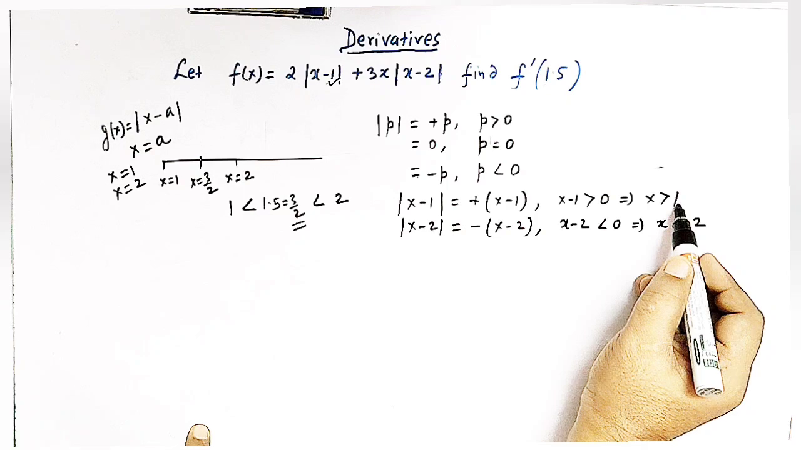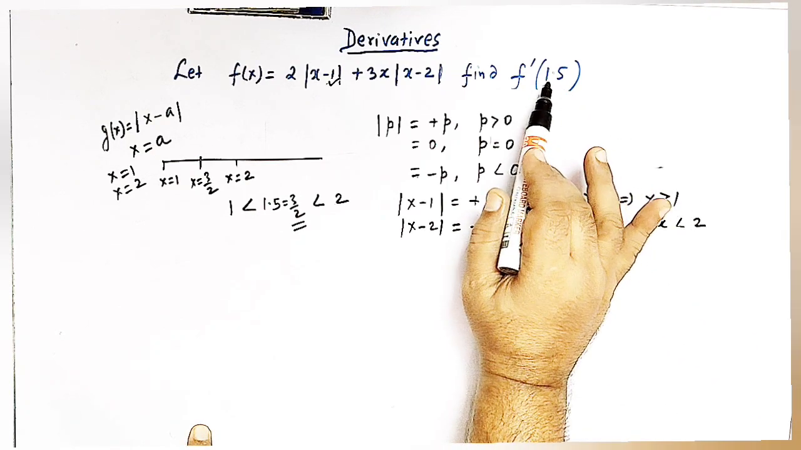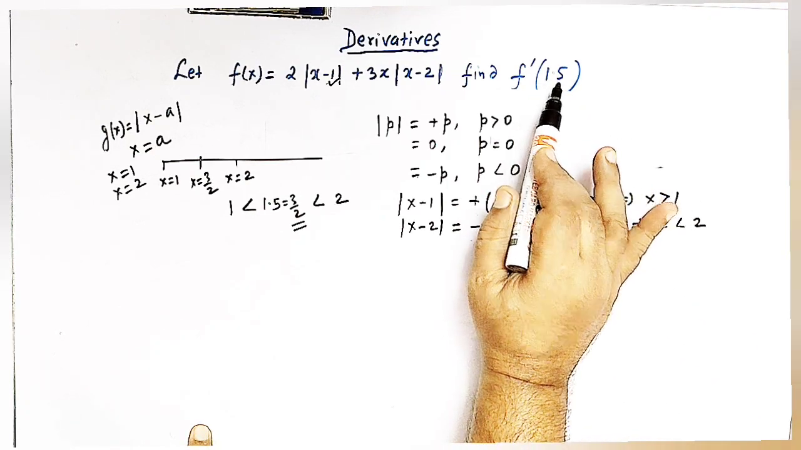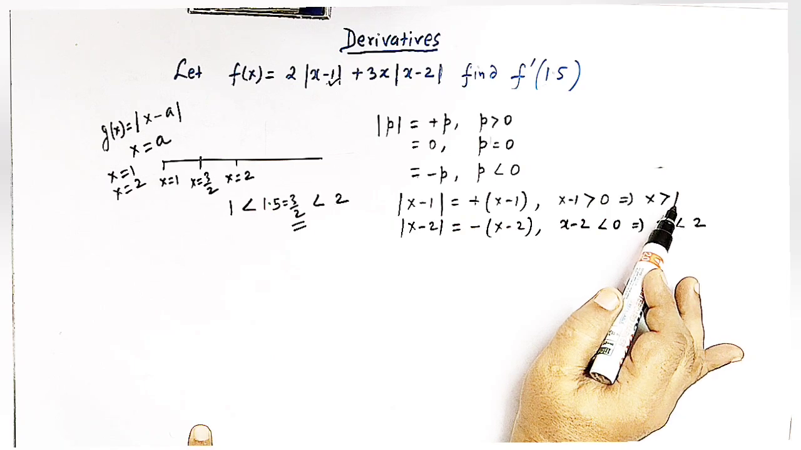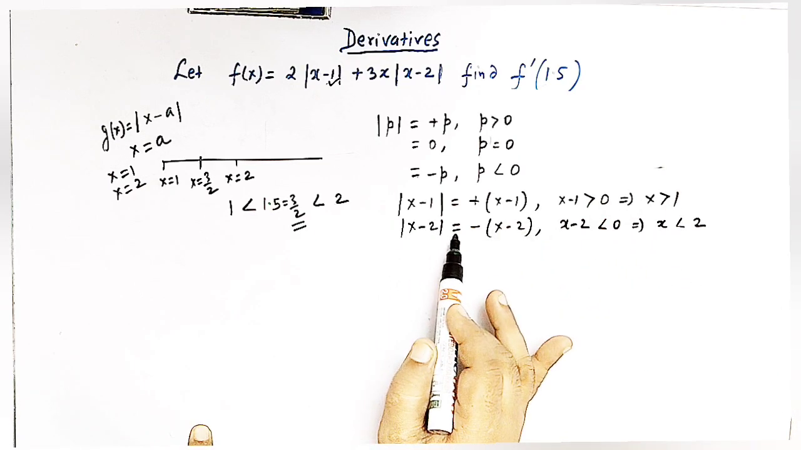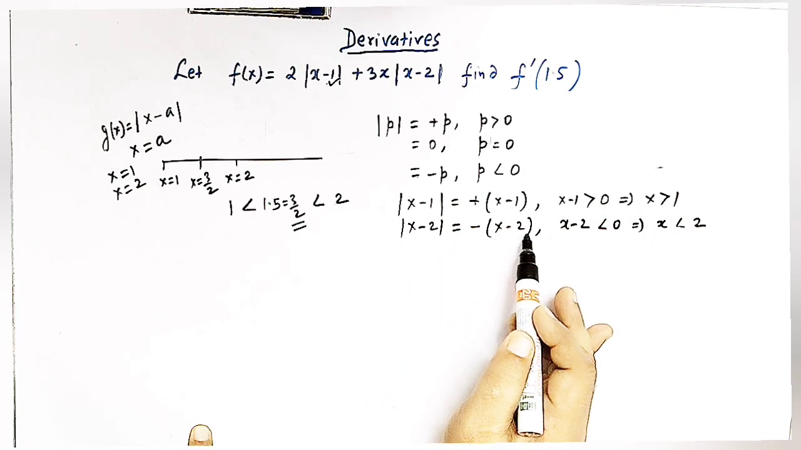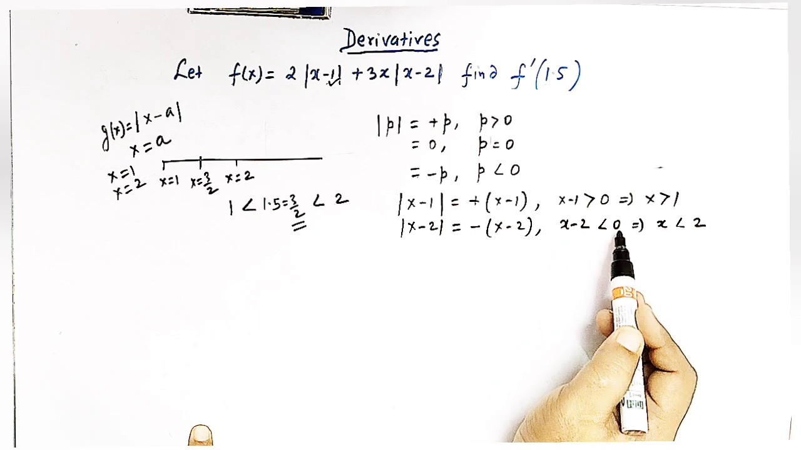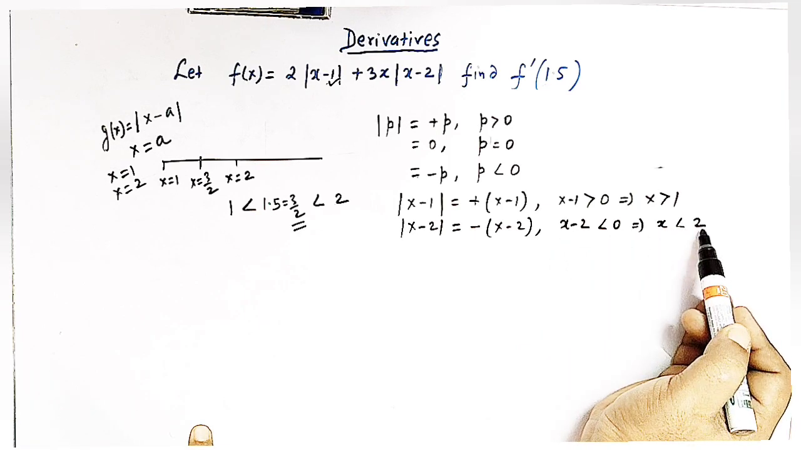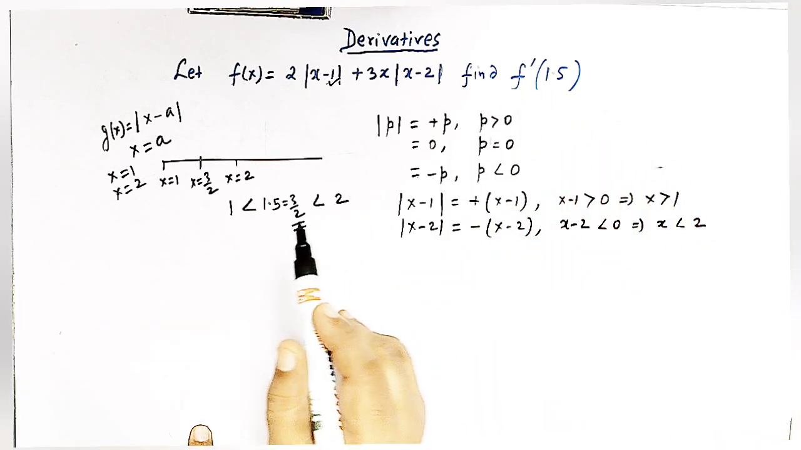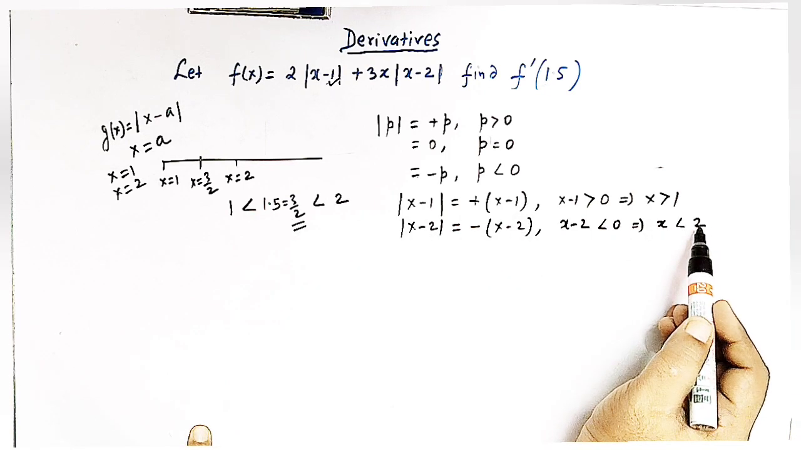So in this problem mod of x minus 1 should be taken as positive x minus 1 when x is greater than 1, and our point of consideration is 1.5, and 1.5 is greater than 1, right? And mod of x minus 2 should be taken as negative x minus 2 when x minus 2 is less than 0 or x is less than 2. So our point of consideration 3 by 2 is less than 2.